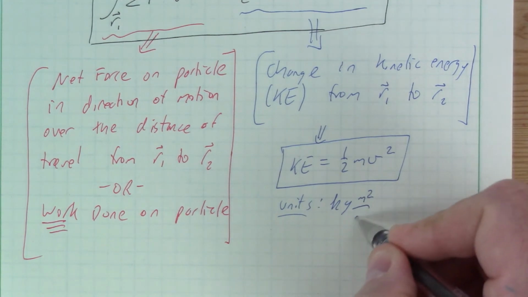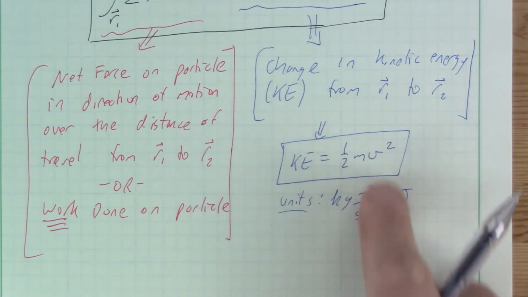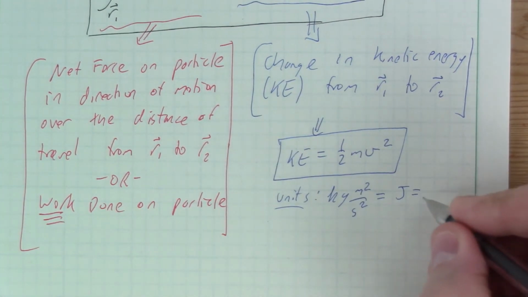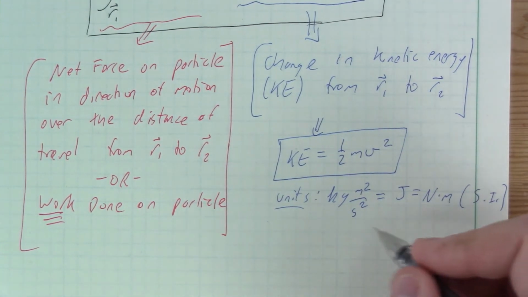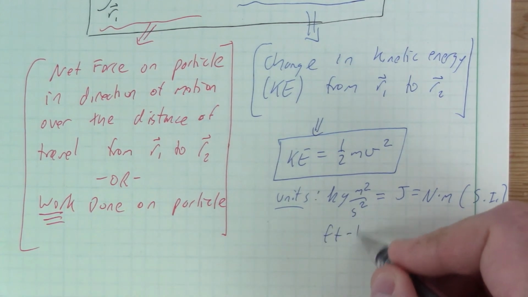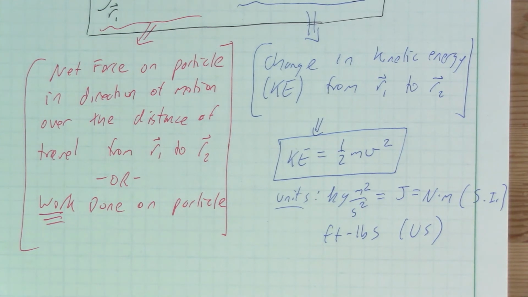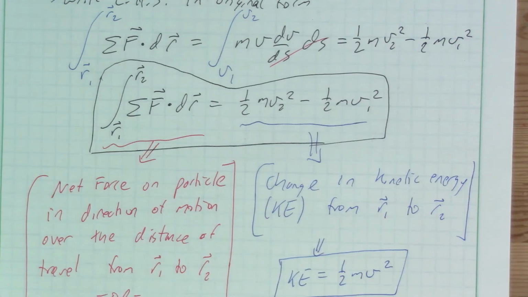The units here are kilogram meter squared per second squared, that's the speed squared. That is a joule in SI units, or a Newton meter in SI, or foot-pounds in US. Okay, I think we'll leave it here. This is our introduction to work, and we got our first equation: work applied to a particle changes its kinetic energy.